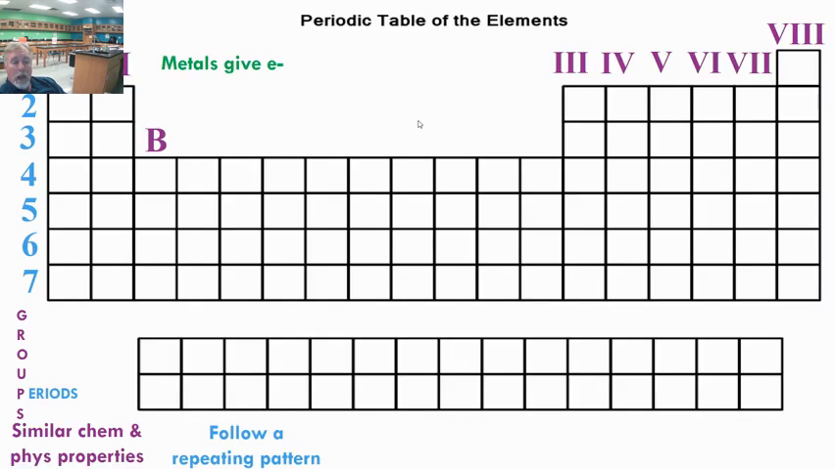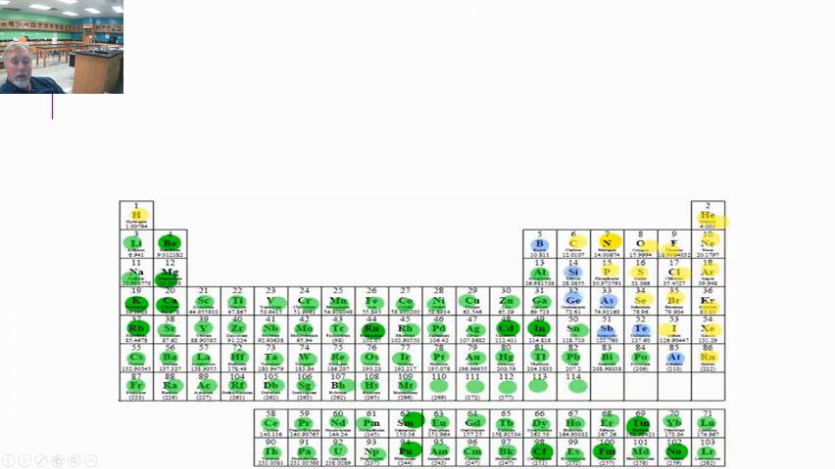So on your blank periodic table, I want you to put this label up here. I've got metals give electrons. Put that on your blank periodic table. And again, that's the green part here that I've highlighted on your periodic table. Now, let's talk about the yellow part next, right over here in the top right. Our yellow part, these are our non-metals.